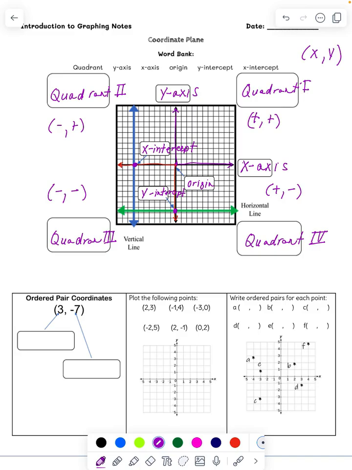All right, so remember, this negative positive and this negative negative are the signs of the numbers in your ordered pairs. Okay? And it's going to be made up of an X coordinate and a Y coordinate. So the 3 is your X coordinate. In other words, it's the one that lines up with the X-axis. And the 7, it's a negative 7, is your Y coordinate.